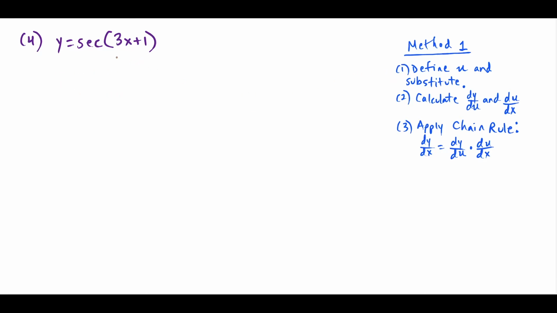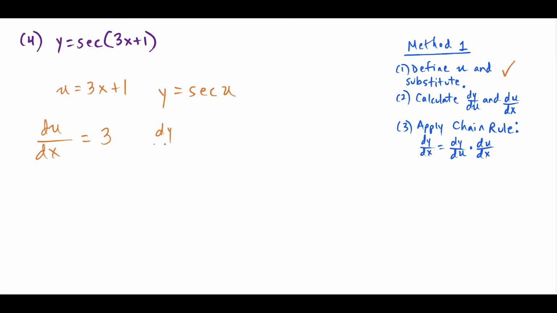So what we do is we define u to be the inside function. So u in this case would be equal to 3x plus 1. And then we make the substitution for u. So we'd have y equals secant u. So that's the first step. The second thing we would do is calculate dy/du and du/dx. So du/dx, the derivative of 3x plus 1 with respect to x, is just 3.